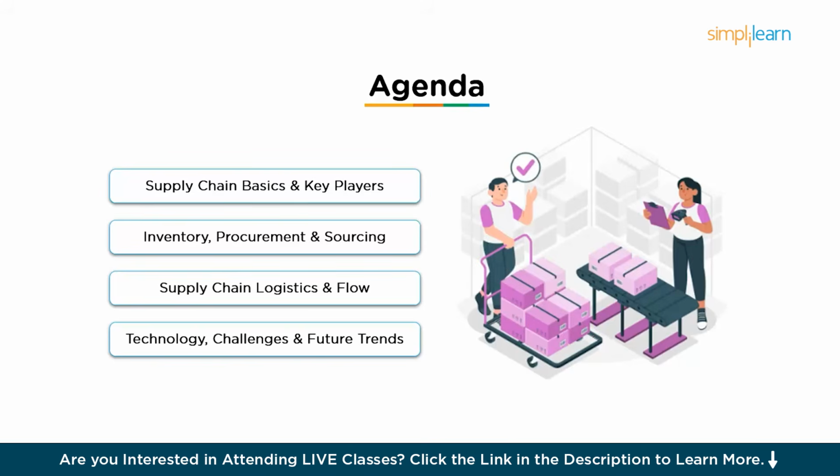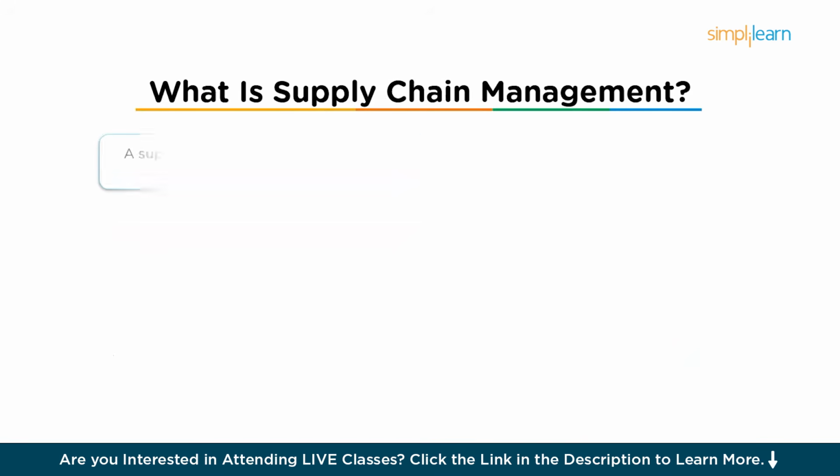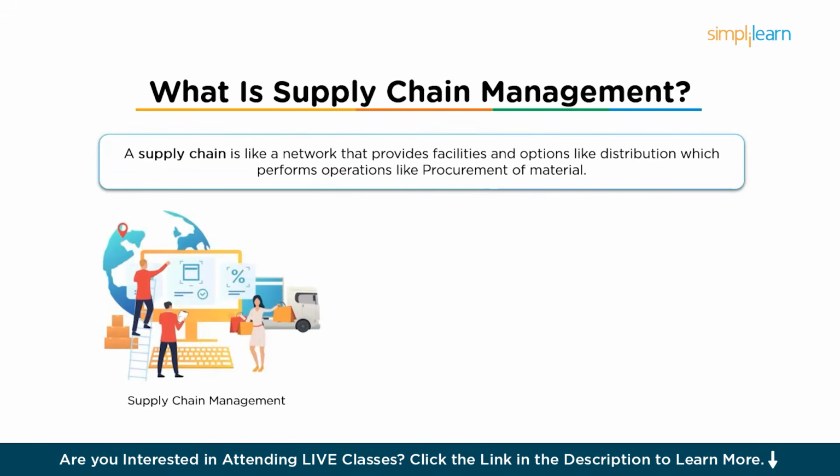So let's jump to what is supply chain management. A supply chain is like a network that provides facilities and options like distribution, which performs operations like procurement of material, the transformation of these materials into specific intermediates and then finished products, and the distribution procedure starts distributing the respective products to the customers.